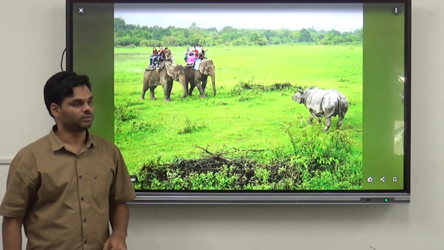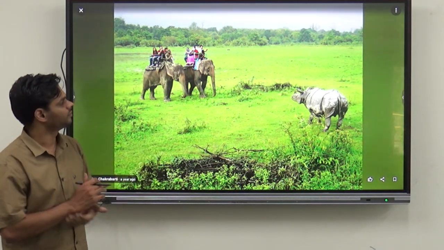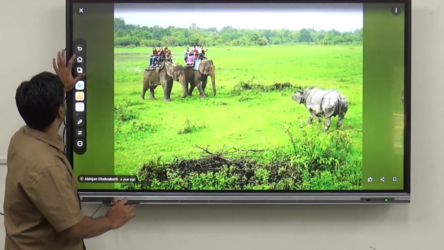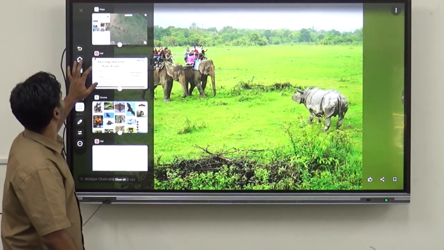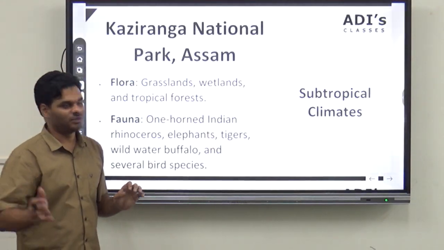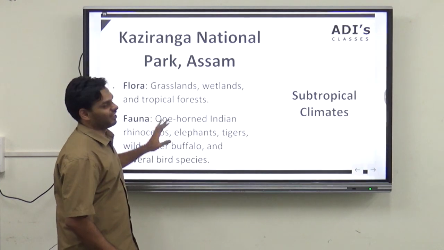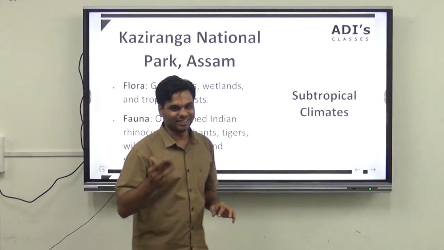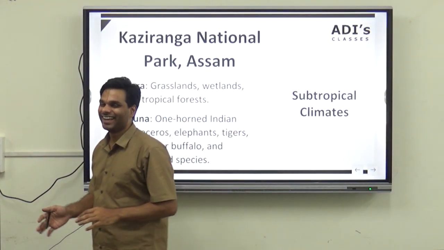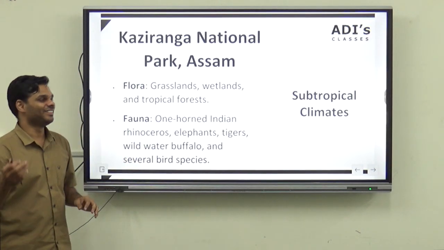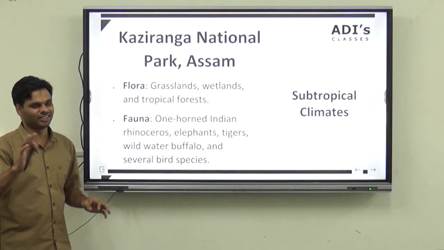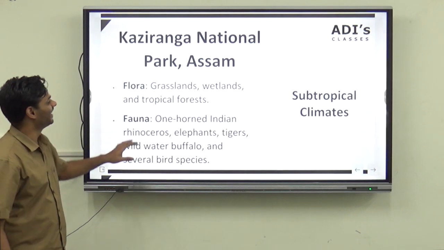One-horned rhino. Protected. Have you seen a rhinoceros and an elephant fighting? You should Google it. It's very fun to watch. Don't watch people fighting, watch animals fighting. It's a lot more fun. And the rhinoceros stands no chance, in case you are wondering.